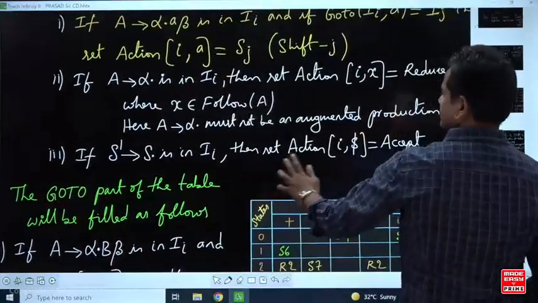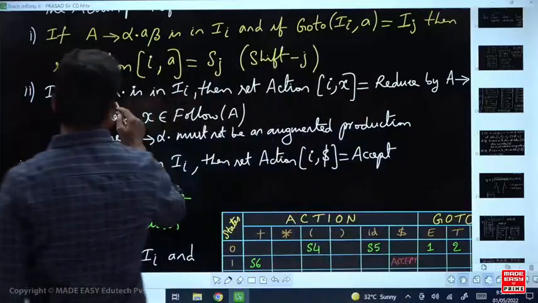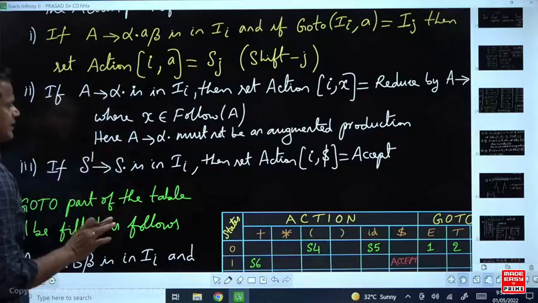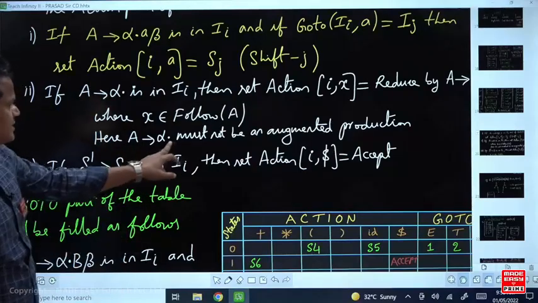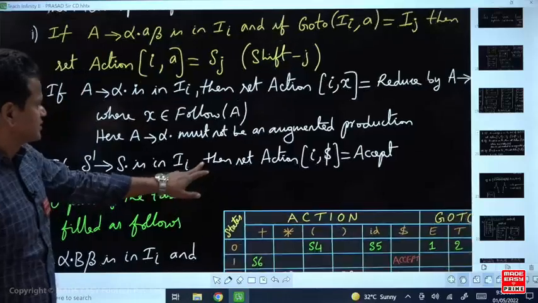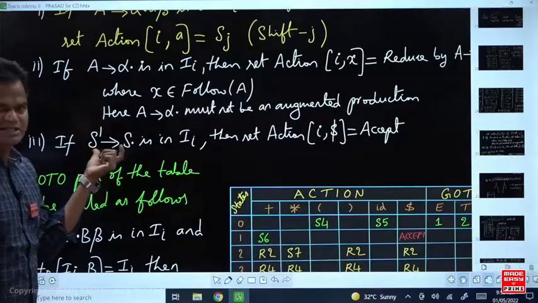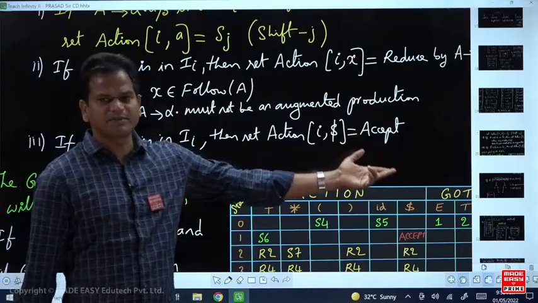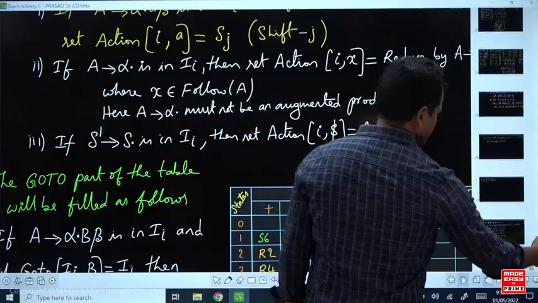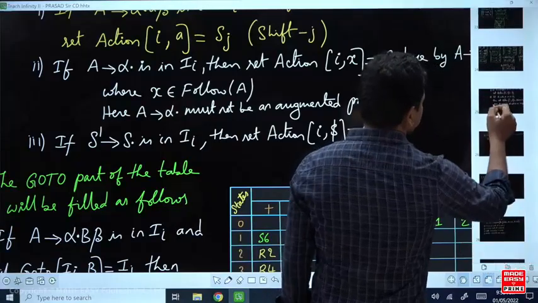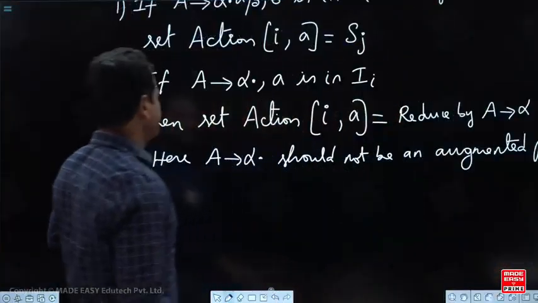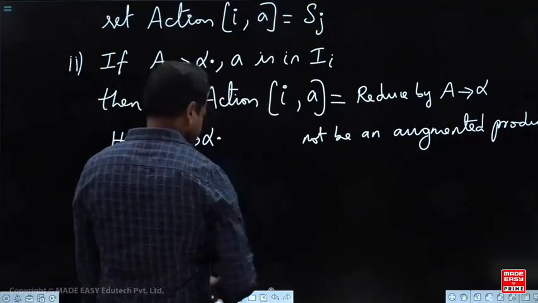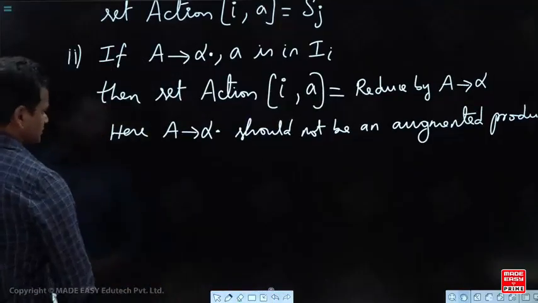Here, see the second condition: A derives alpha dot is in I, then set action of I comma x equal to reduce by A derives alpha, where x equals follow of A. Here you need not find follow of A. Here A derives alpha dot must not be an augmented production. You remember? Suppose it is an augmented production. What is the meaning of augmented production? S dash derives S dot is in I. Simple. What we do? If it is in I, throw dollar column accept. Here also same rule. Here A derives alpha dot must not be an augmented production.